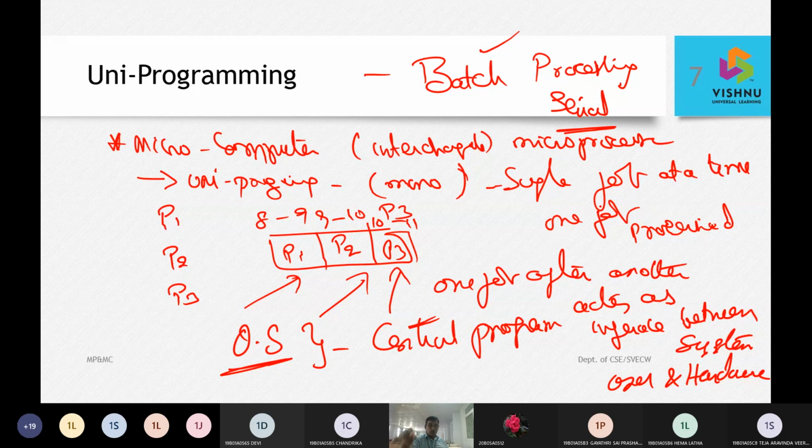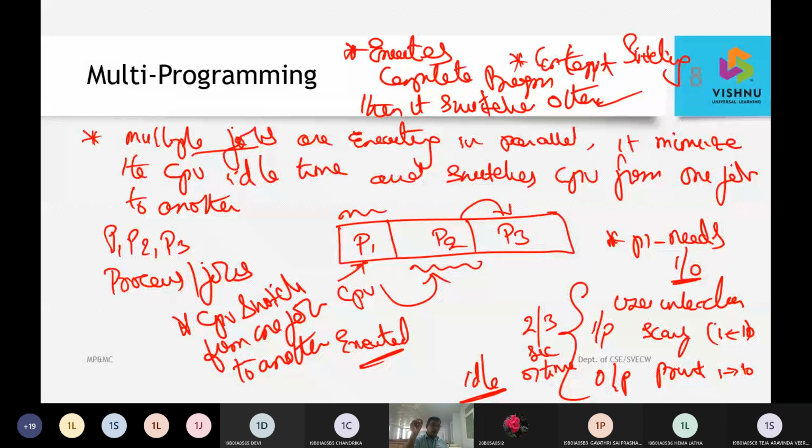The drawback was that a lot of CPU idle time was wasted. So in order to eliminate that, we went with the multiprogramming concept. In the multiprogramming concept, multiple jobs can be handled simultaneously. How are we going to handle multiple jobs simultaneously?